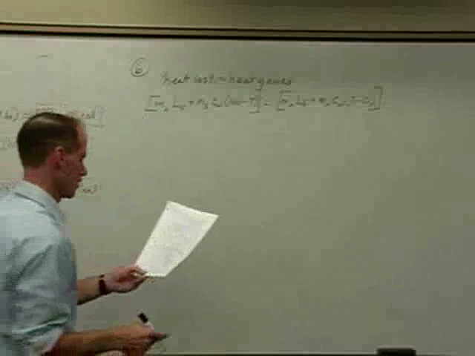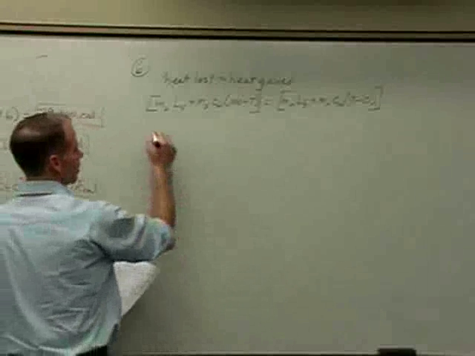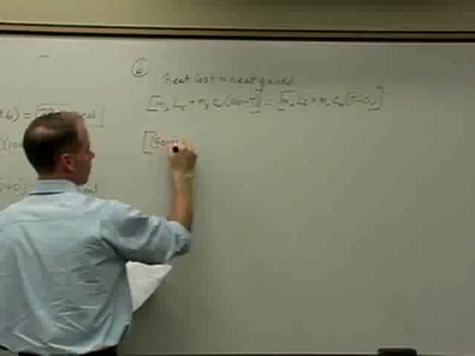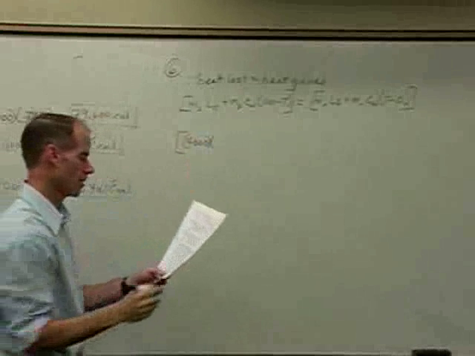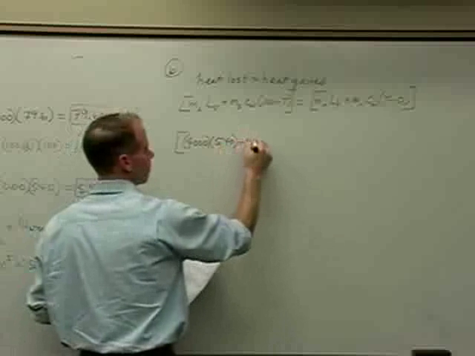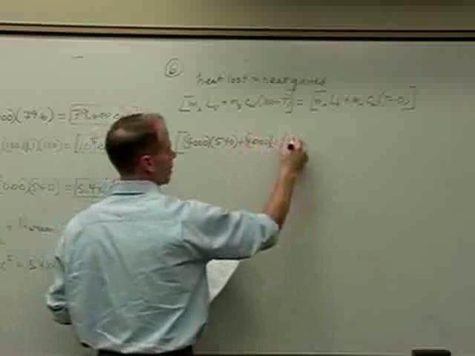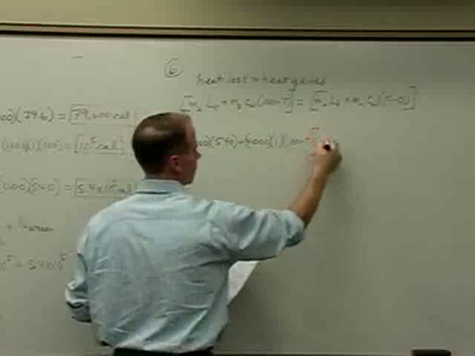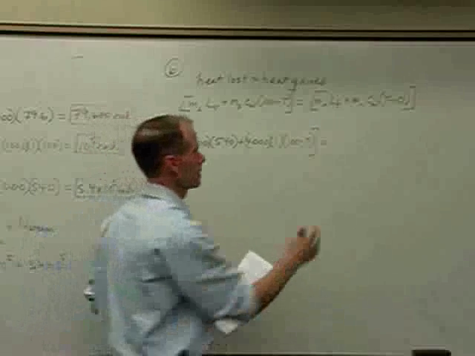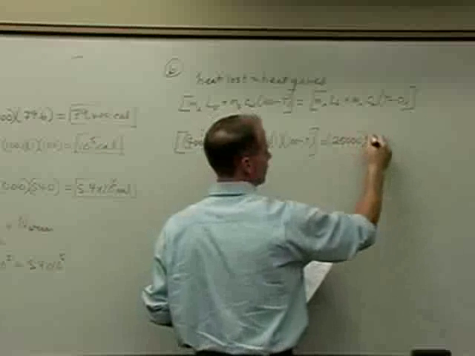So let's do that. We had 4 kilograms of steam, so this mass of steam is 4,000 grams. The latent heat of vaporization is 540. That's the mass of steam. The specific heat of water is 1, times 100 minus T. And the mass of our ice was 25 kilograms. The latent heat of fusion is 79.6.